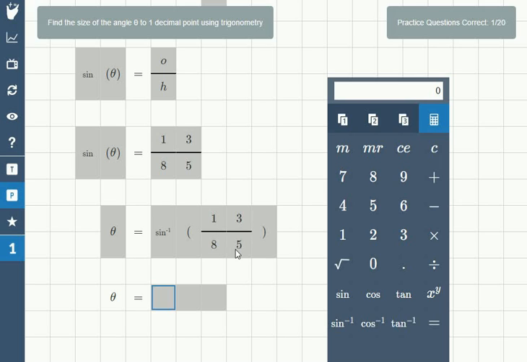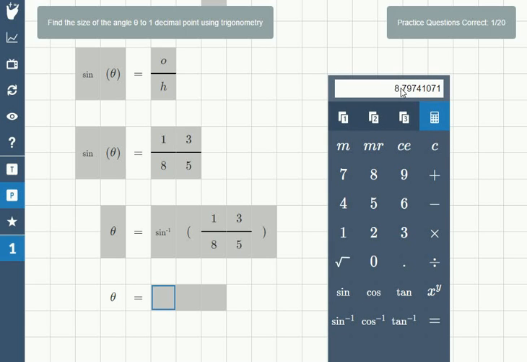13 over 85 in a fraction is the same as 13 divided by 85 because this line in the fraction that separates the numerator from the denominator always means divided by. So if we put 13 divided by 85 into our calculator and then hit the inverse sine button, it will find the inverse sine of that value. So now we have our answer, and all we need to do to complete the question is to round it to one decimal place and put the answers into the answer box.